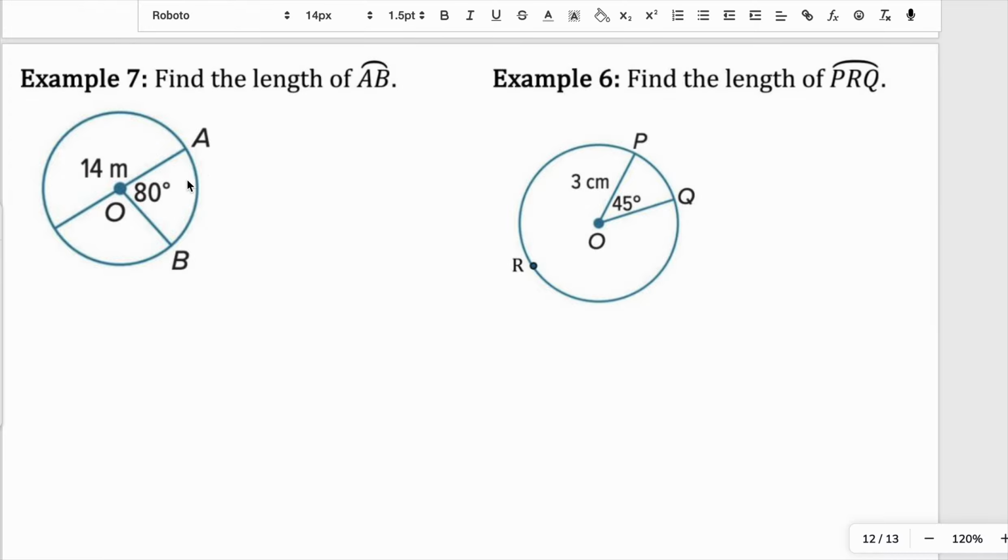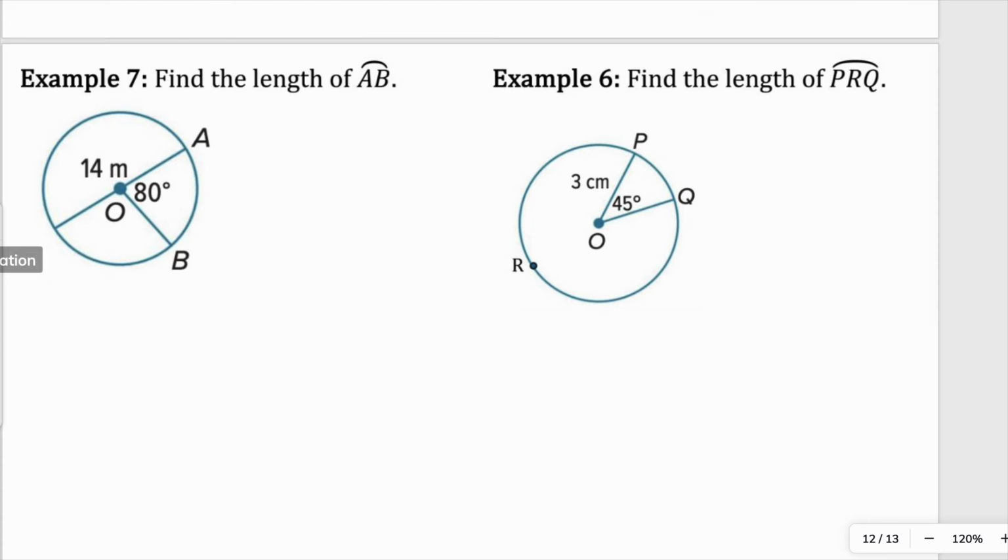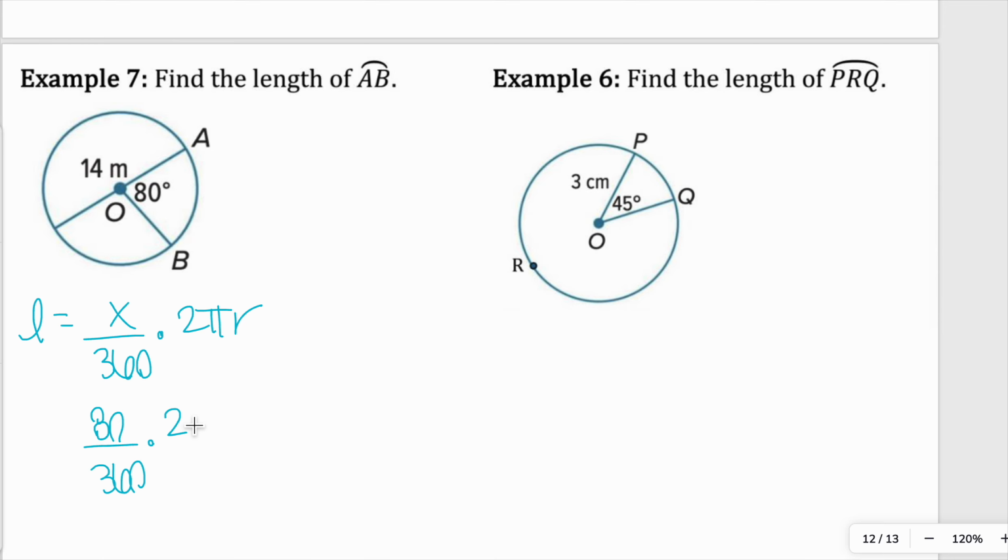Find the length of AB. So here's my degrees. Whoopsies. And again, length can be found if I do the degrees out of 360 times 2 times pi times radius. So my degree is 80. And my radius is 7. So 2 times pi times 7. Remember, you do want to multiply this in terms of pi. So what I do first is I'll do 80 times 2 times pi times 7, and then divide all that by 360. So let's type that into our calculator.